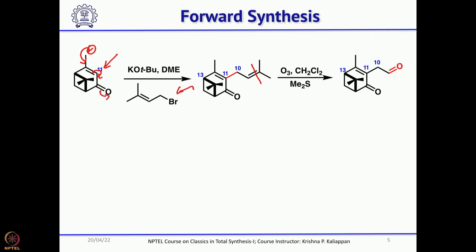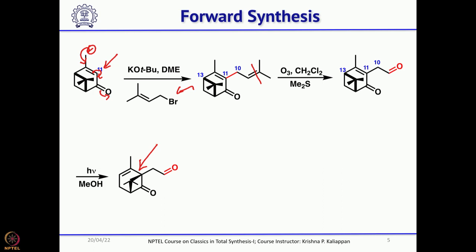Then comes the key reaction, where when you do the photochemical treatment, the 1,3 alkyl shift takes place, and when the 1,3 alkyl shift takes place, the double bond also migrates to the other side. So this is one of the key reactions.